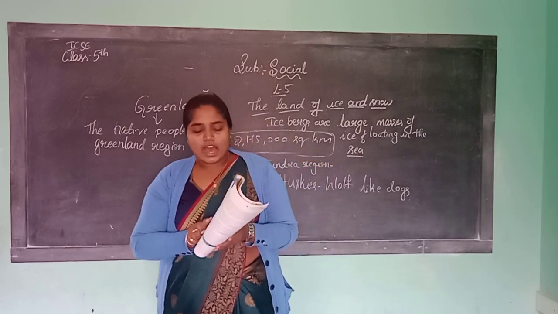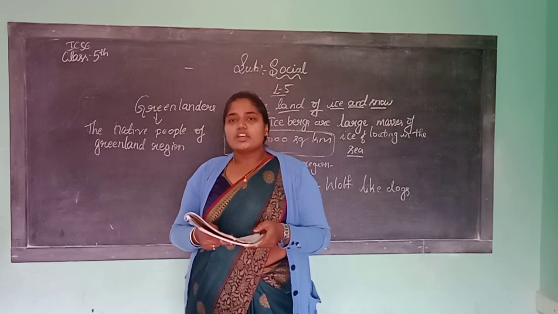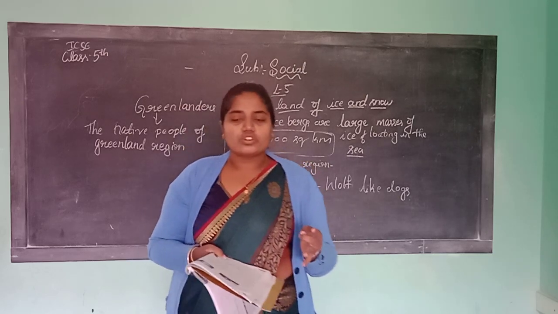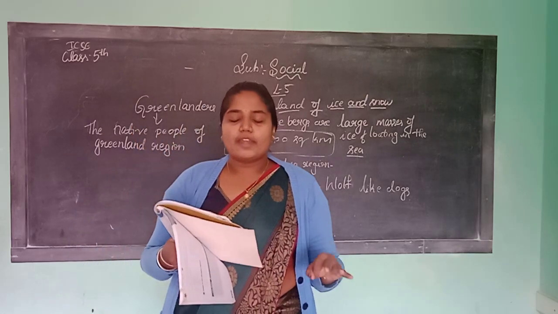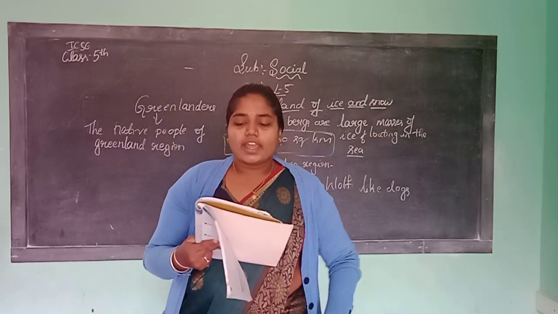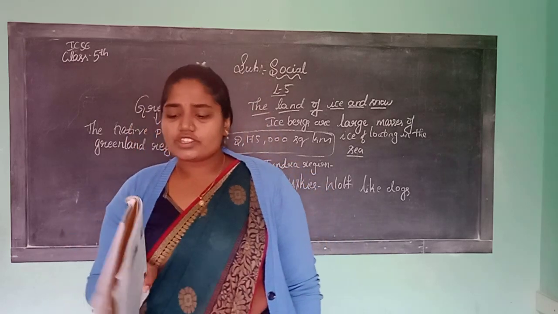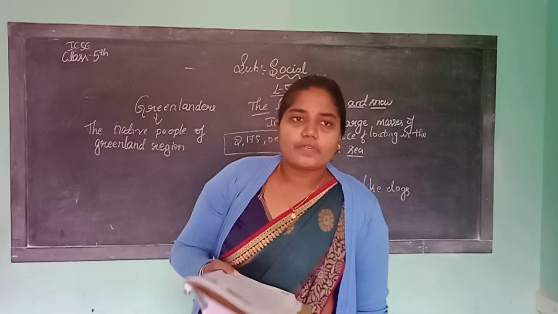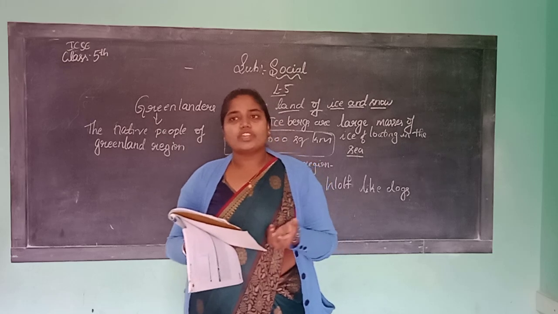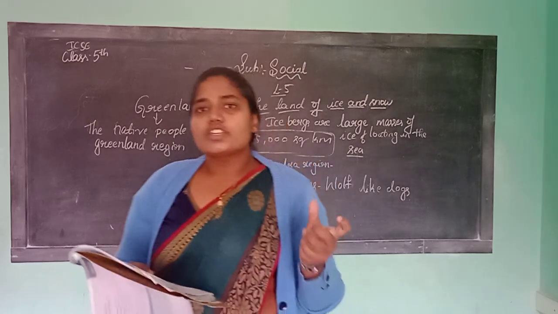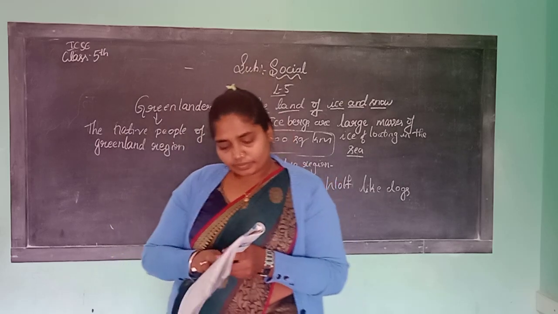Earlier they used harpoons, spears and bows to kill the animals. So what weapons did they use for hunting? Harpoons, spears and bows to kill the animals. A harpoon is a spear with a rope attached to it. So a harpoon is a spear. What does a harpoon look like? It looks like a spear. They attach a rope to it. That is what we call a harpoon.